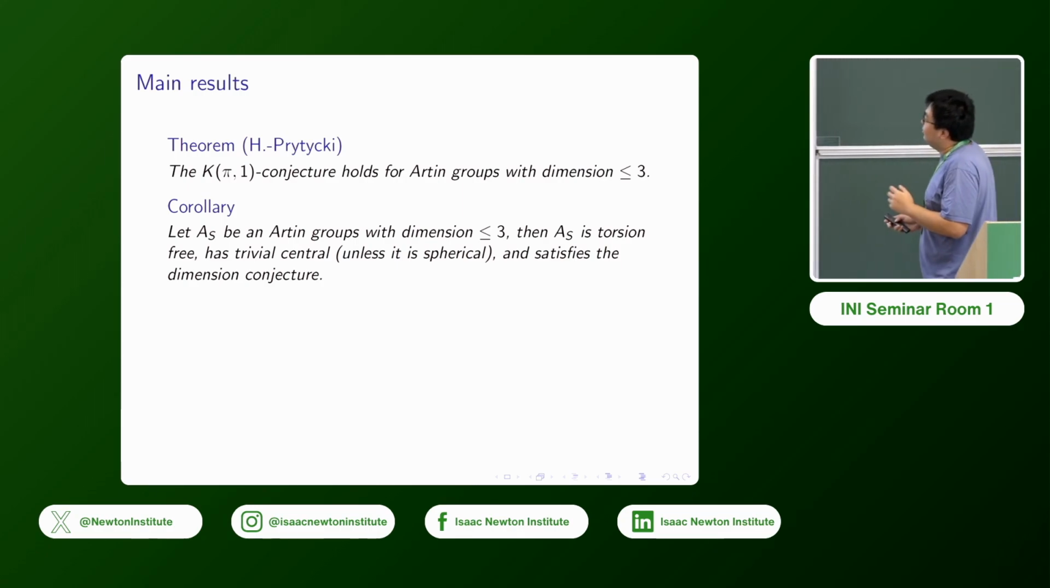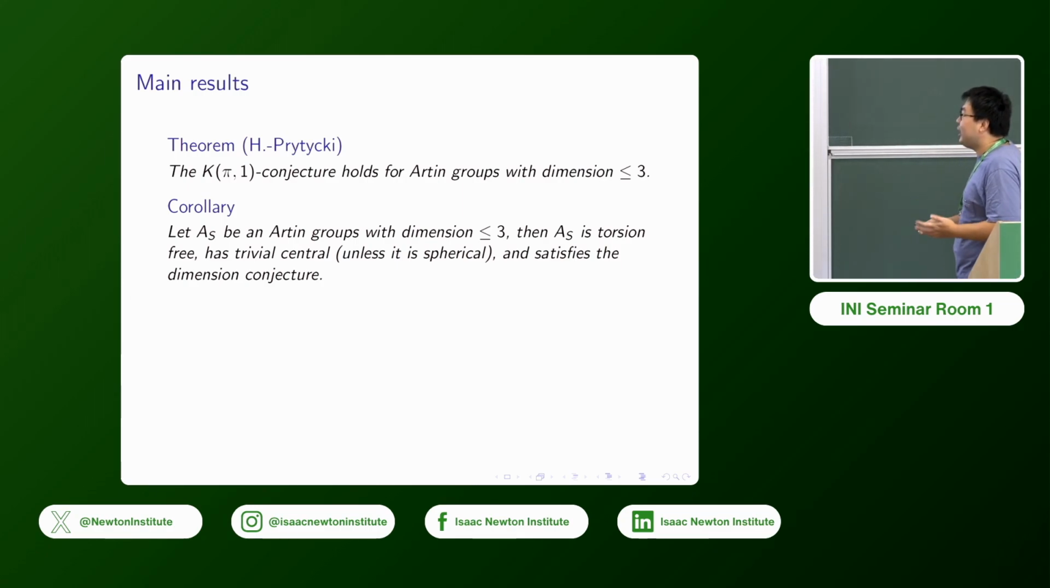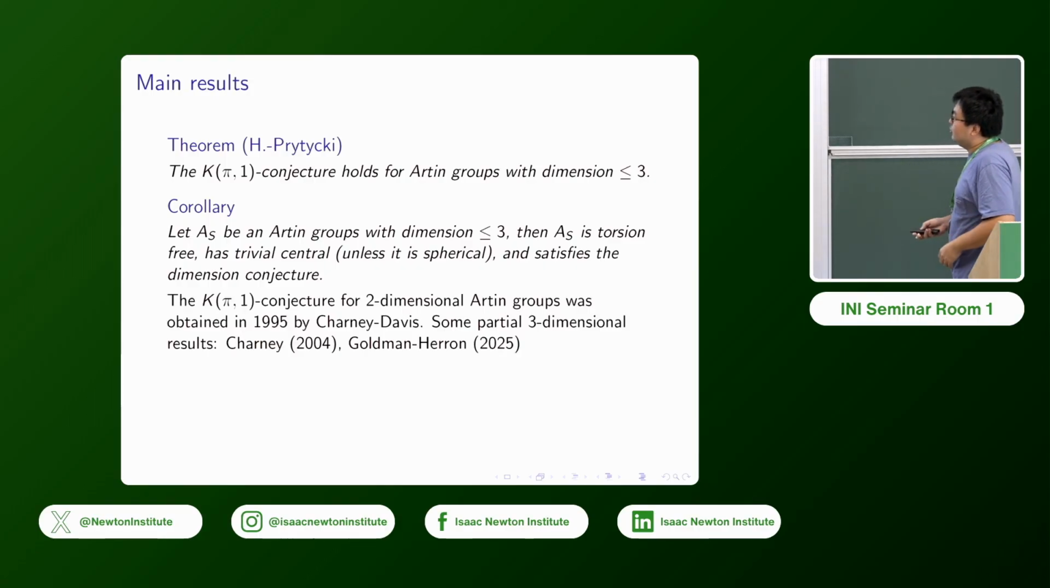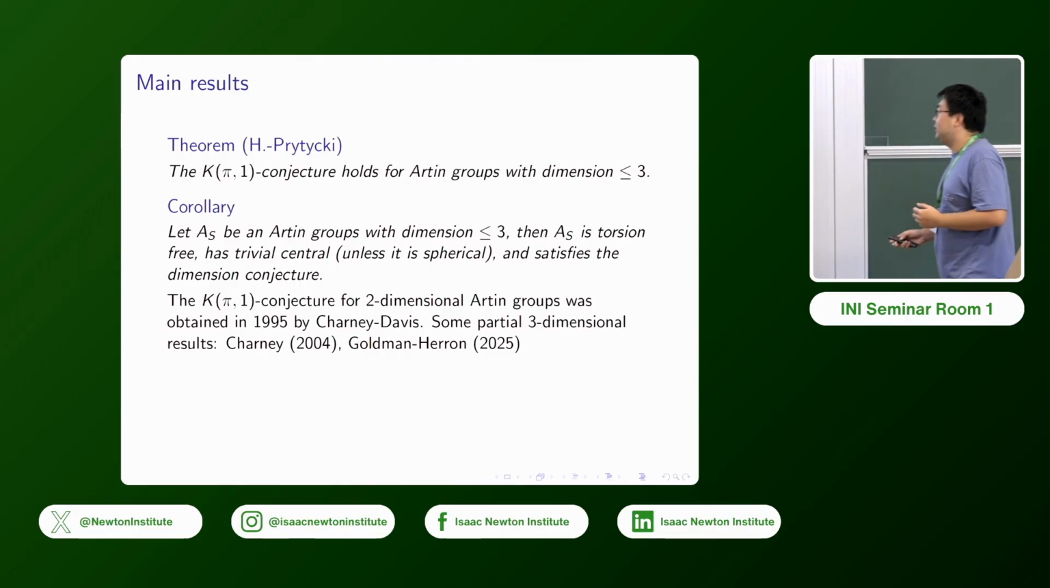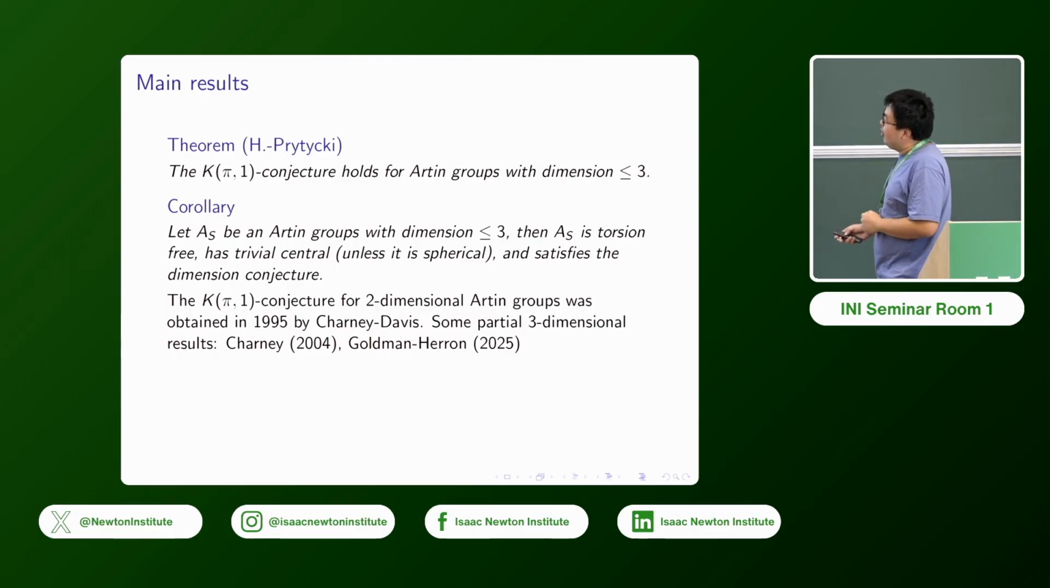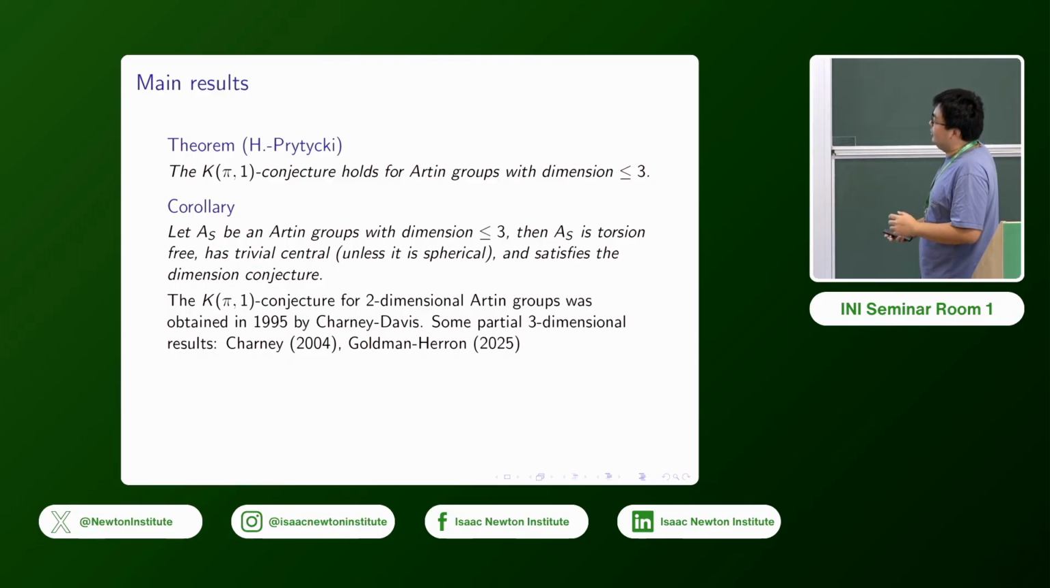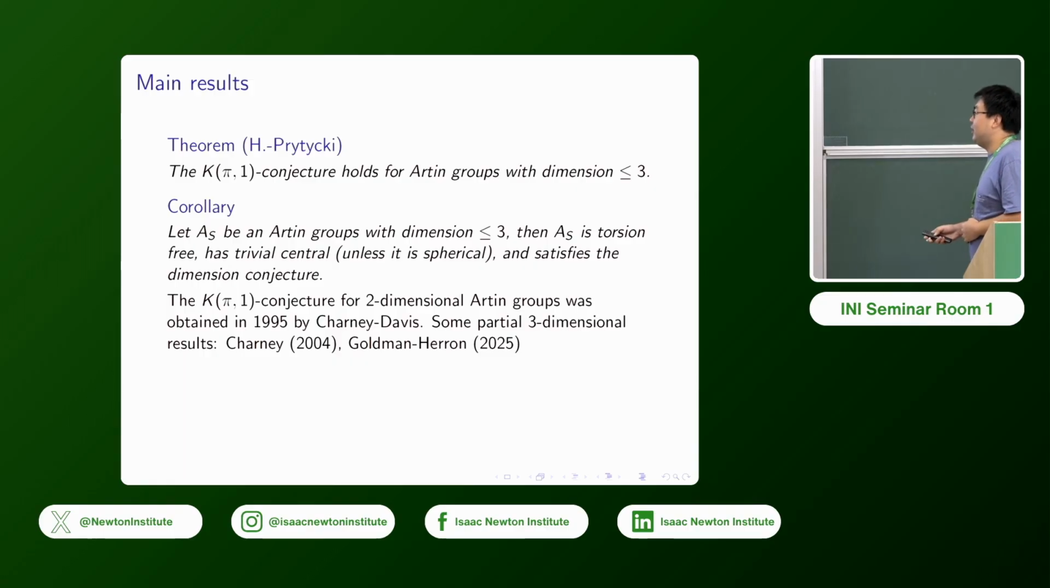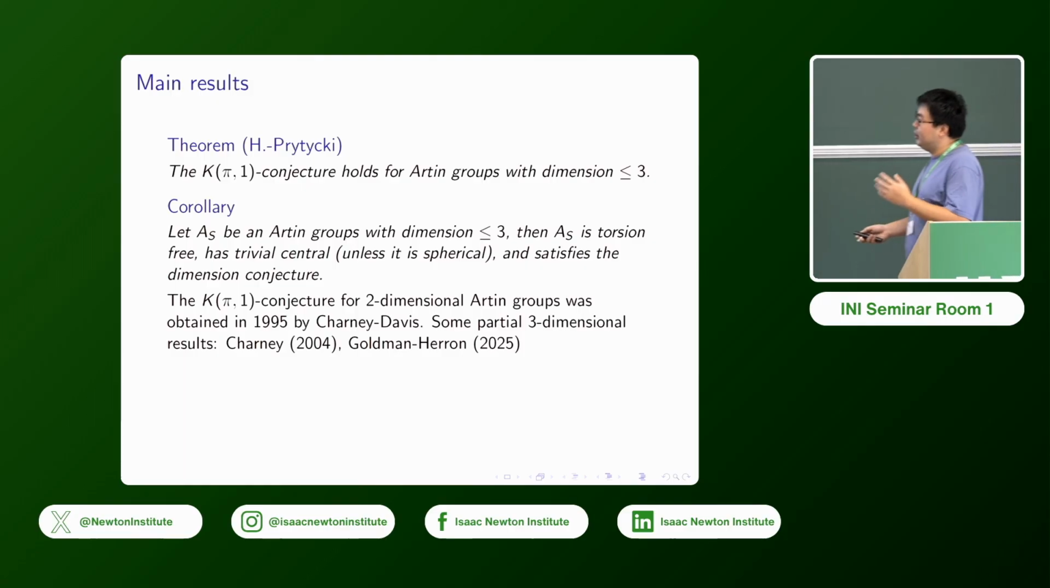As a corollary, we can get some new results on Artin groups. First, we know that the Artin group is torsion-free and has trivial center, is spherical, and satisfies the dimension conjecture. Let me also mention a few closely related results. The K(π,1) conjecture for two-dimensional Artin groups was a major result by Charney and Davis 30 years ago. Then there are a few works in between: some partial results on three-dimensional Artin groups by Charney in the beginning of 2000, and my former PhD student, Kasia Jankiewicz, also wrote a paper with a co-author on the K(π,1) conjecture earlier this year.